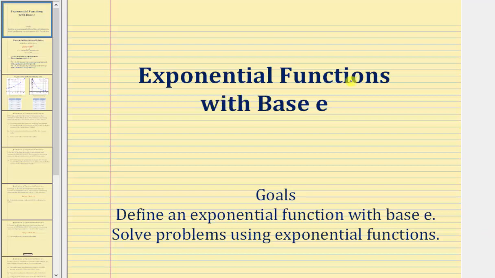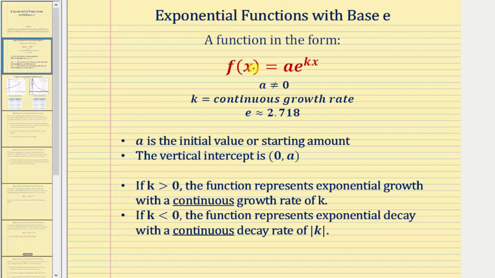Welcome to a lesson on exponential functions with base e, sometimes referred to as the natural exponential function. So an exponential function with base e is in the form f of x equals a times e raised to the power of kx, where a can't equal 0 because if it did, we'd have a constant function. K is equal to the continuous growth rate, and the base e is an irrational constant, which is approximately 2.718, often referred to as Euler's number.